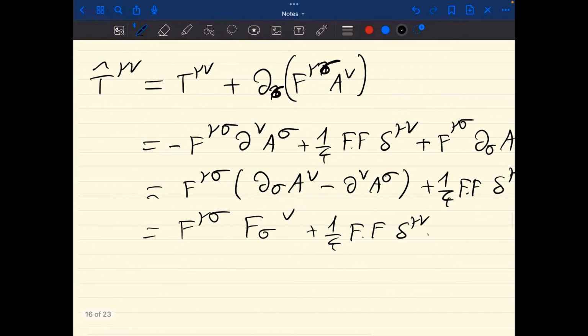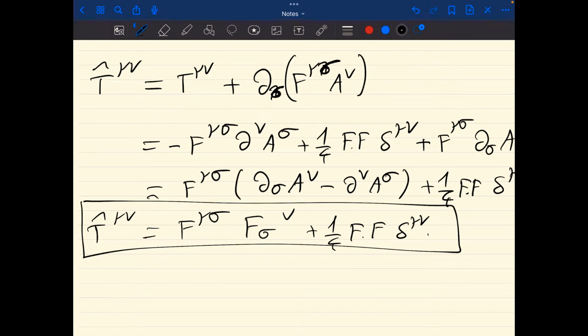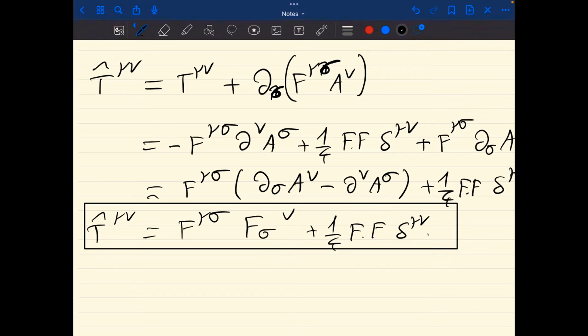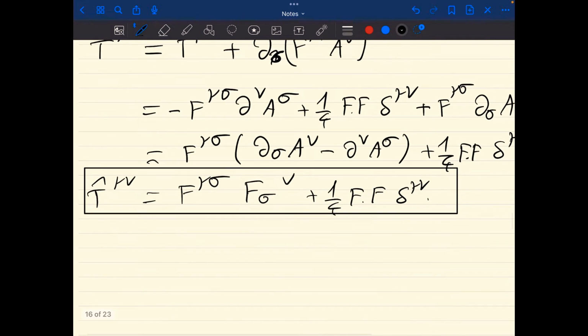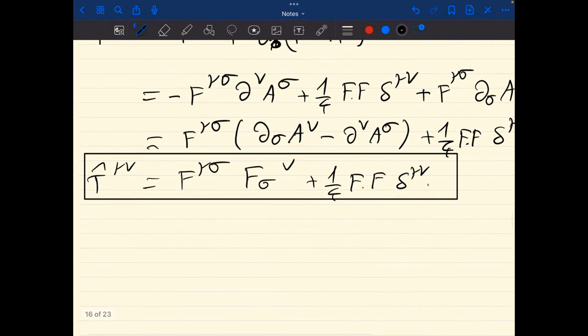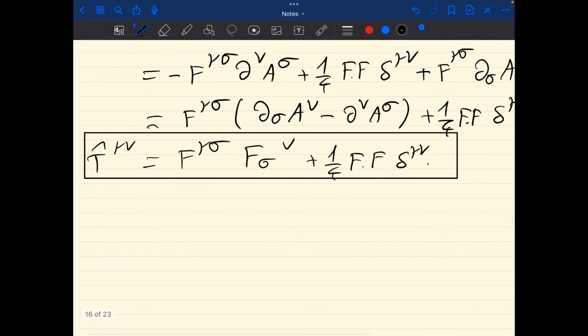Okay, so we have now the expression of T^{μν}, which is now clearly symmetric with respect to μ and ν. So what we can compute from that are the different conserved charges. So the charge which is conserved with respect to time translation, the local one, is the 0,0 component.